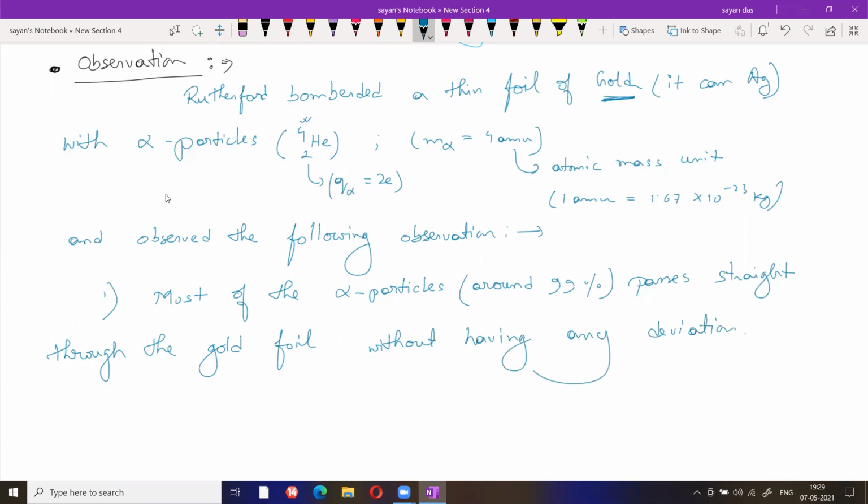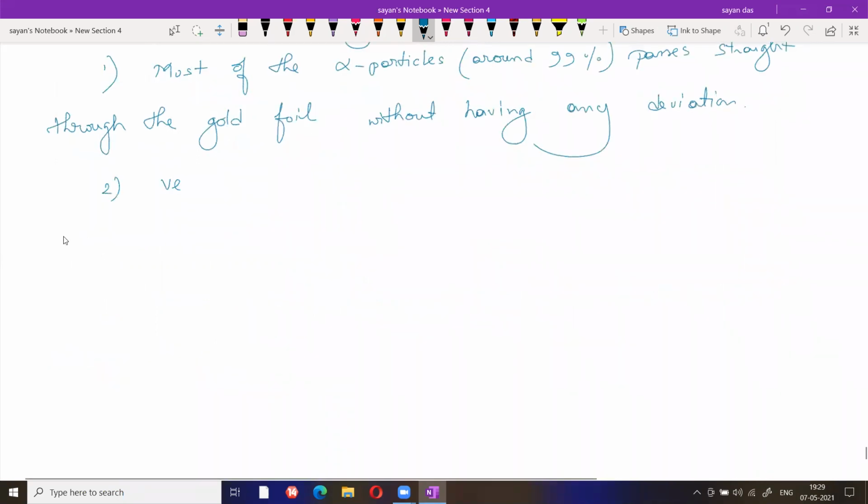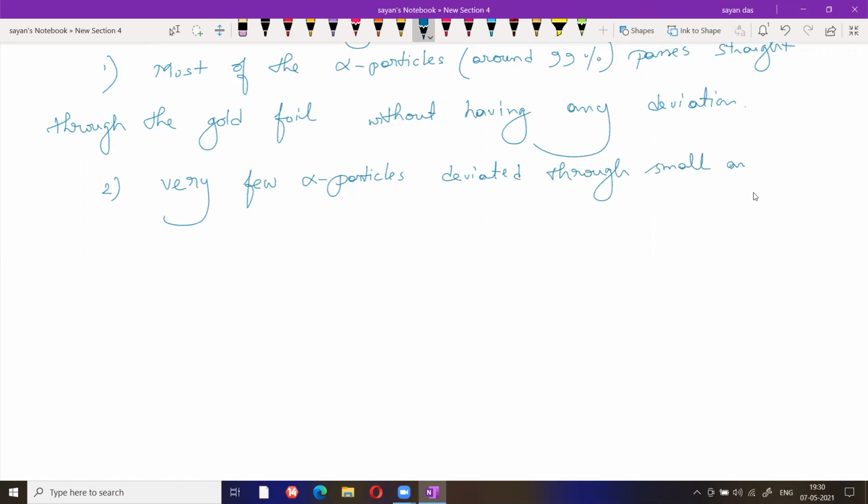Second observation is very few. We all know that very few alpha particles deviated through a small angle. Very few alpha particles deviated to a small angle. That is theta.